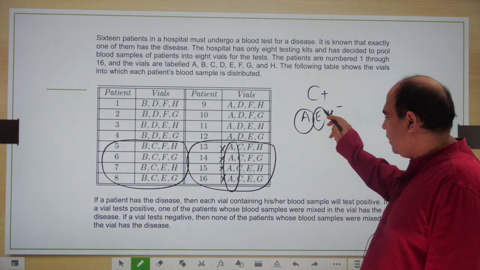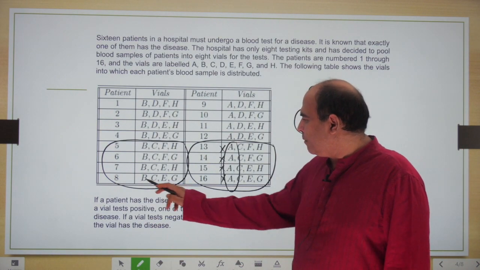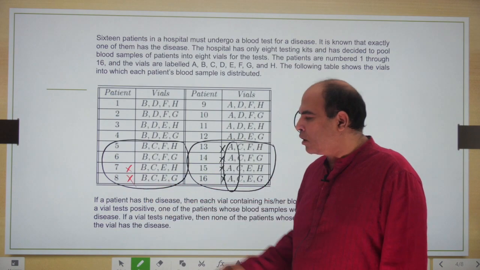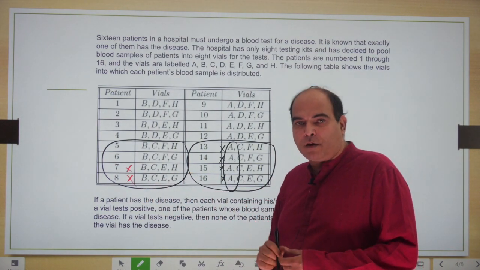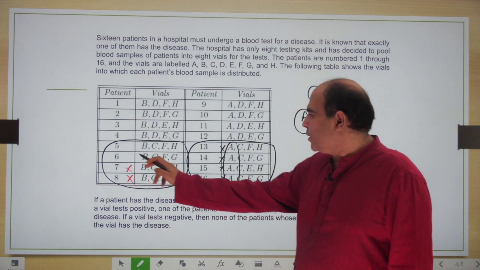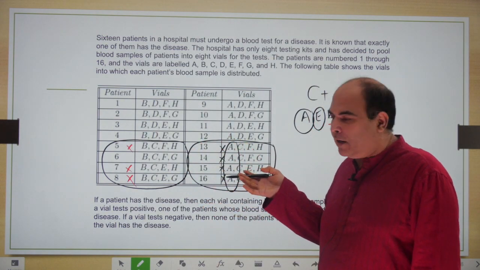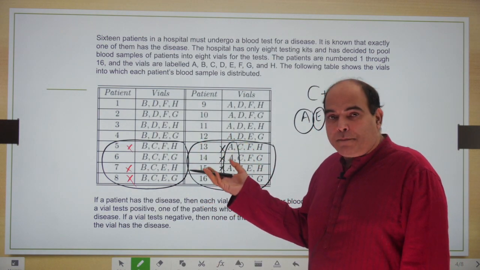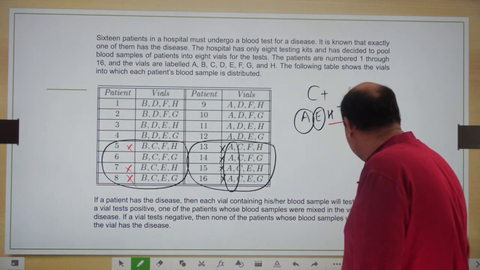I'll repeat that. E negative tells me that patient 7 and patient 8 are not carrying the disease, because otherwise E would have come positive, and H negative means patient 5 can't have the disease. So from the 8 patient shortlist we had, only 1 patient is left, and hence the disease is with patient 6.